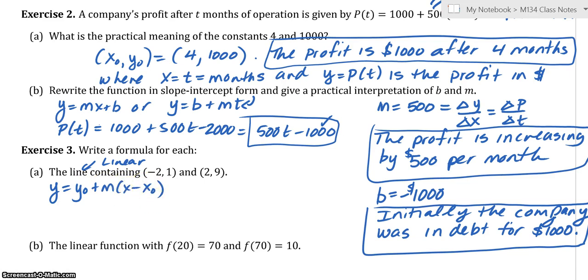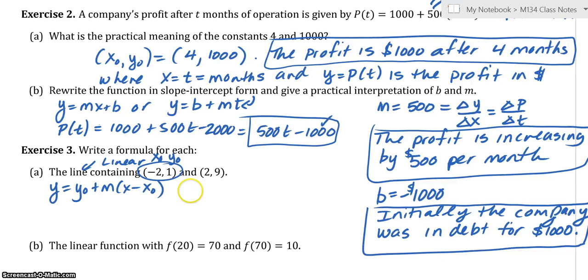But what I'm going to do here is I need to find a point. In fact, I have more than enough points. You can use either one. I'll go ahead and use that one for my x naught, y naught. But I need to find the slope.